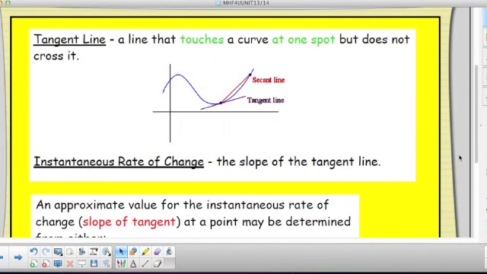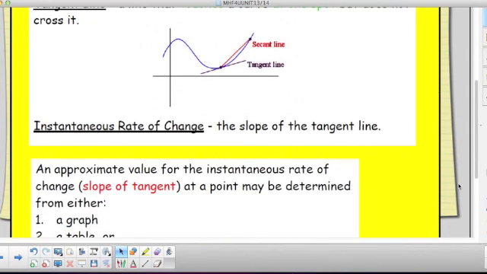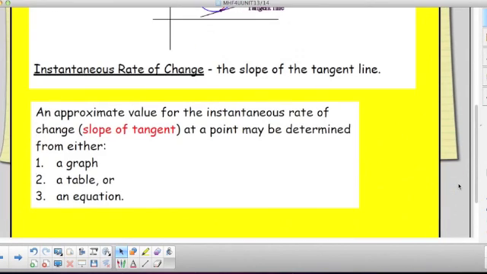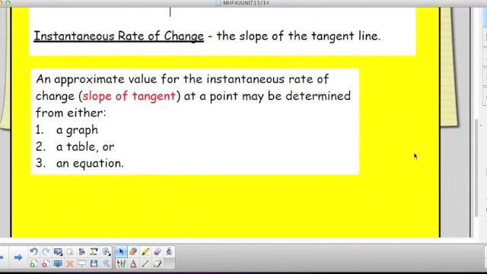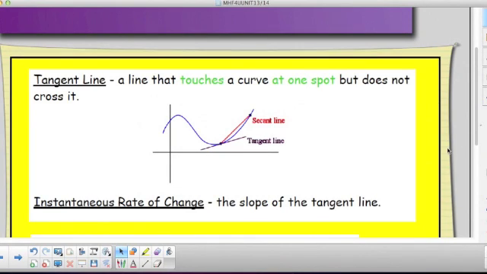If you go to Desmos, which is an app on the internet, they've created a formula so you can trace along any curve, and it'll show you all the teeny tiny little tangent lines. Instantaneous rate of change is the slope of the tangent line. And what that means is that an approximate value for the instantaneous rate of change at a point may be determined from either a graph, a table, or an equation. You might need to know this for the final exam. How do you determine the instantaneous rate of change? So copy all of this down.